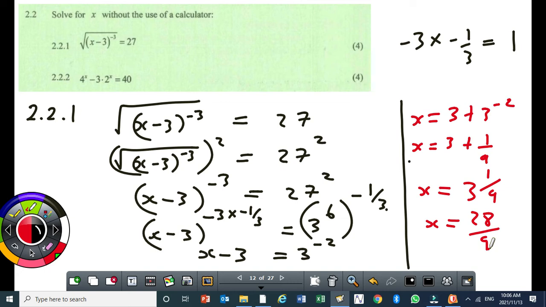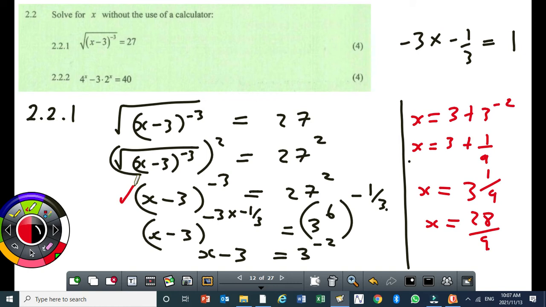But the most important thing is whichever method, even the one that you are talking about and the one that I just showed you, are not the only ways. This question can be done in more than 2 ways. When you get to this step here, you could also convert that negative exponent to positive. So it becomes 1 over x minus 3 to the power. Then you can simplify from it. So it could be done in many ways. But in the end, you should get x equal to 3 and 1 over 9, which is the same as 28 over 9.